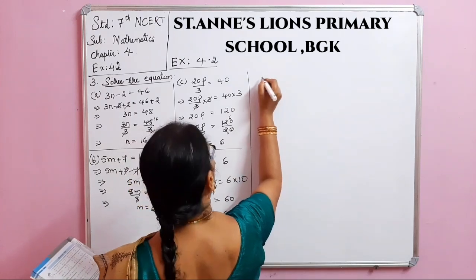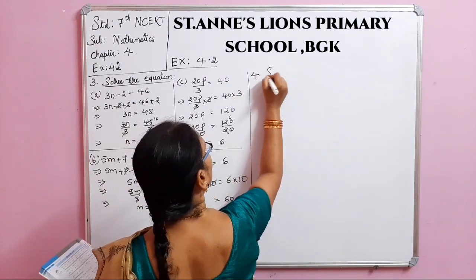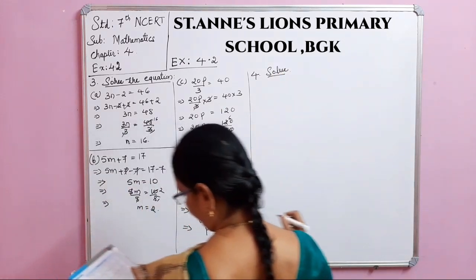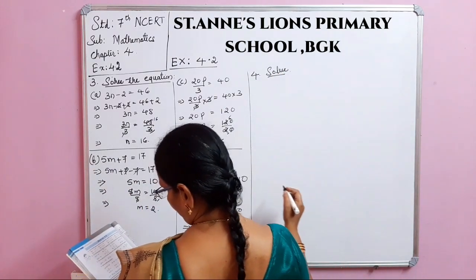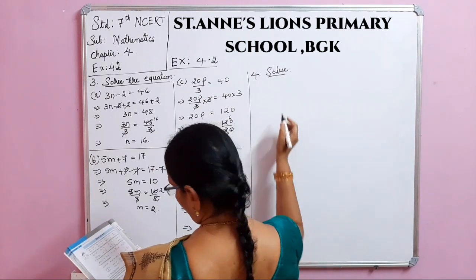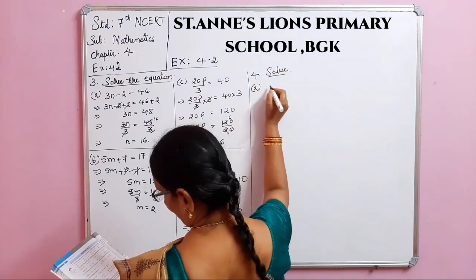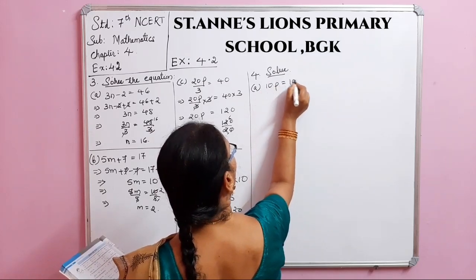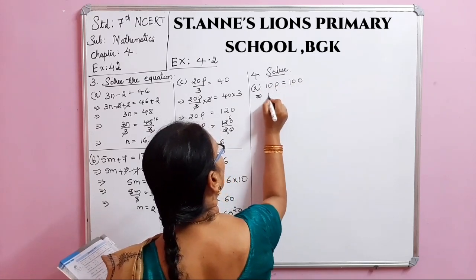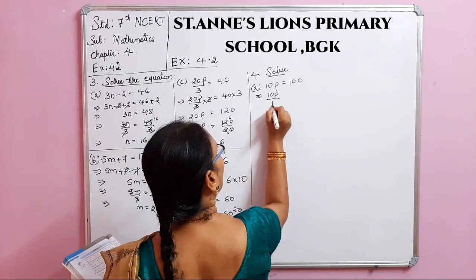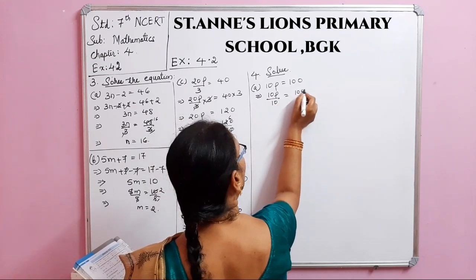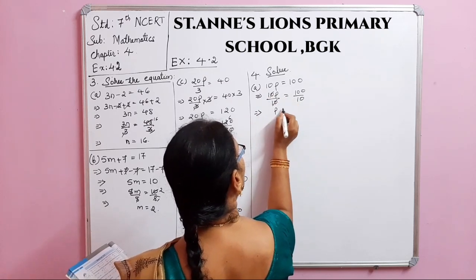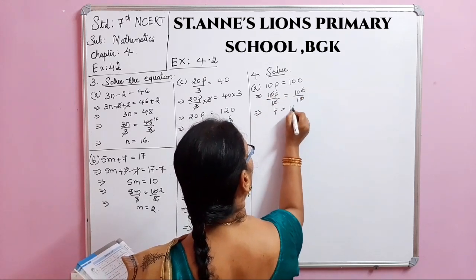Next one is the fourth main. That also is the same. Solve the equation only. First one, 10p is equal to 100. 10p divided by 10 is equal to 100 by 10. 10 cancelled. p is equal to 10.